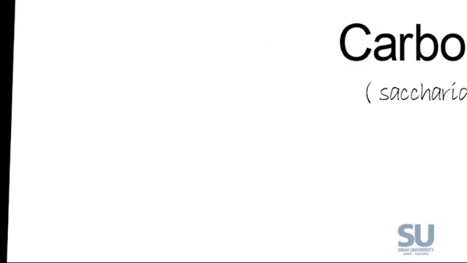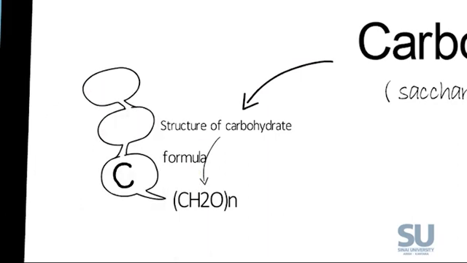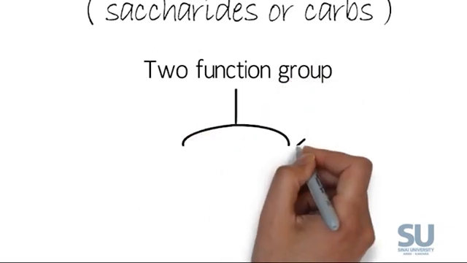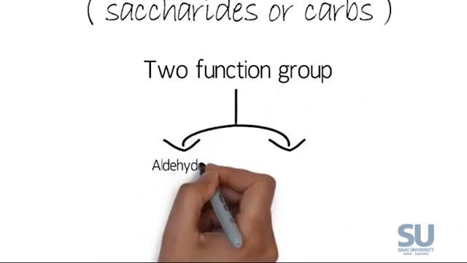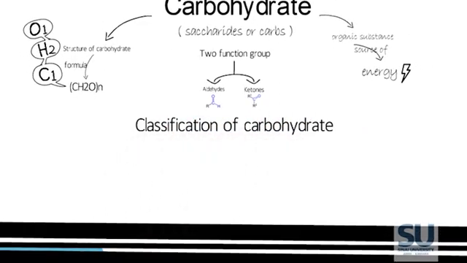Next, we're going to talk about the structure of carbohydrates. Carbohydrates can be represented by the stoichiometric formula CH2On, where n is the number of carbons in the molecule. The ratio of carbon to hydrogen to oxygen is 1 to 2 to 1 in carbohydrate molecules. There are two functional groups making up carbohydrates, that are aldehydes and ketones.